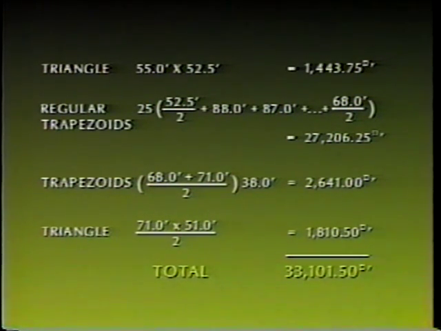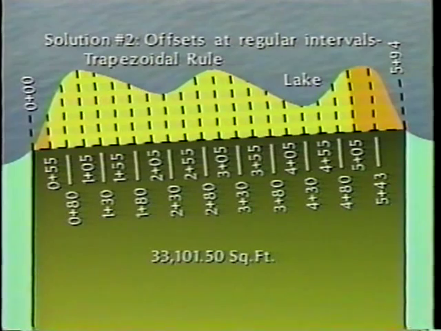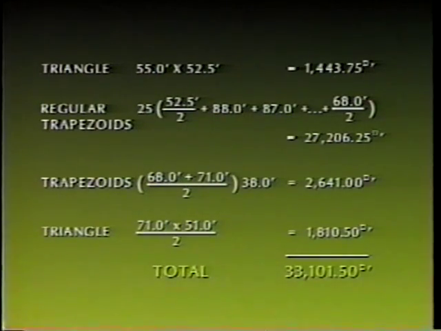Then we have another trapezoid. Oh, going back to the regular trapezoid, I neglected to say that the total square footage for that formula is 27,206.25 square feet. The second trapezoid, and the reason we must calculate it independently is because it has a different base. The difference between the stationing there, you will notice, is 38 feet. So we have to calculate it separately since it isn't part of the regular trapezoids. And it has an area of 2,641 square feet.